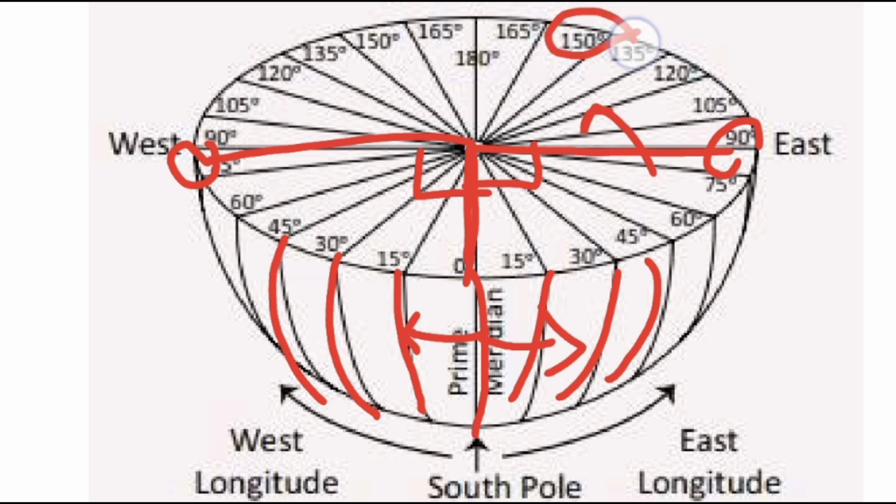So just assume here 150 degree. That means this particular angle is 150 degree. Similarly on the other side also there will be 150 degree, like this one. This is also 150 degree.